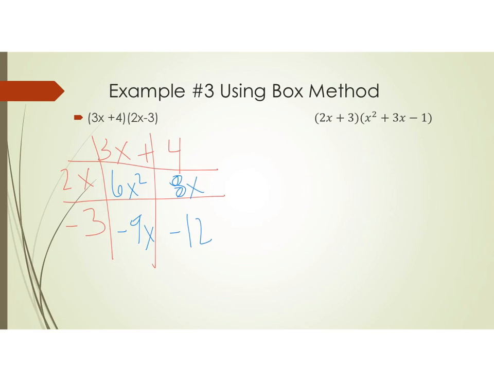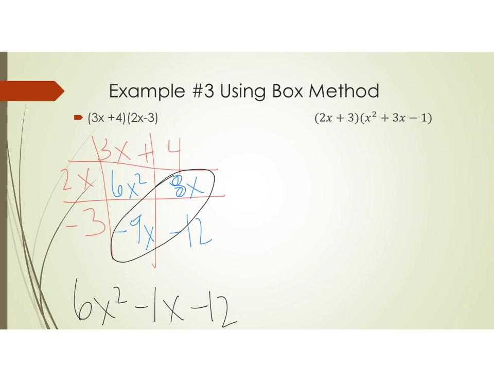I need to take these 4 terms and put them in descending order, combining like terms. The cool thing about this is it's already in descending order, starting from the top, and the diagonals are your like terms. So I start at the top with 6x squared, combine my like terms of negative 9x and 8x to be negative 1x, and last negative 12.